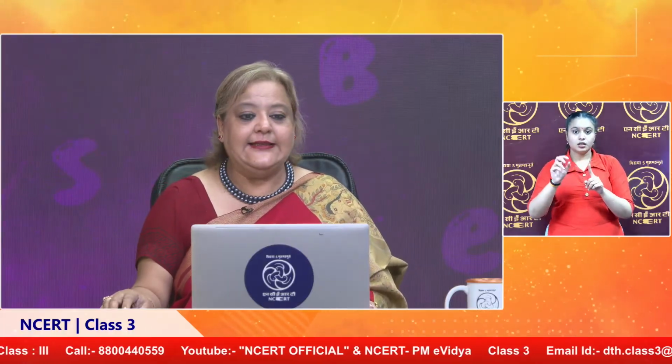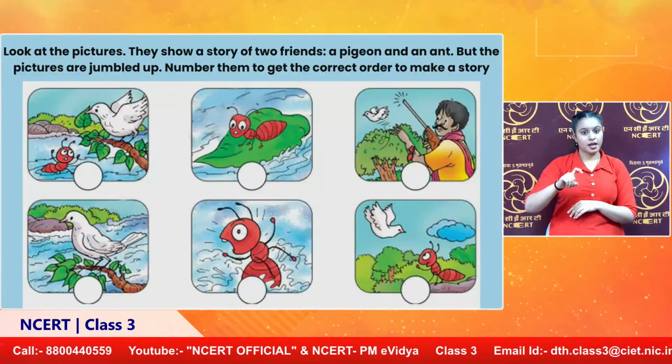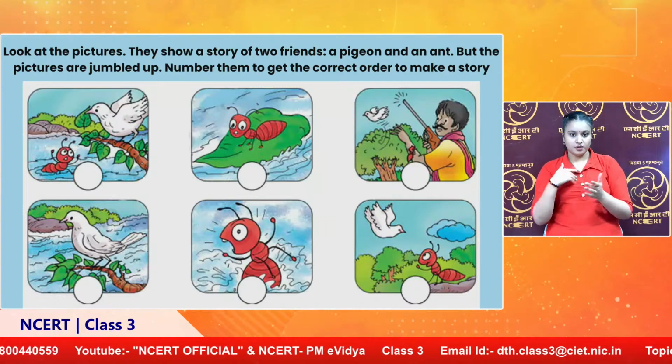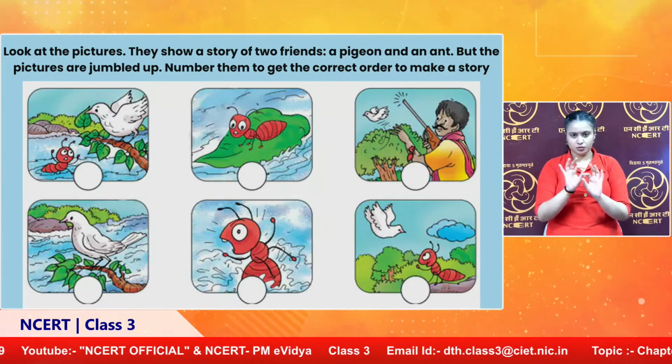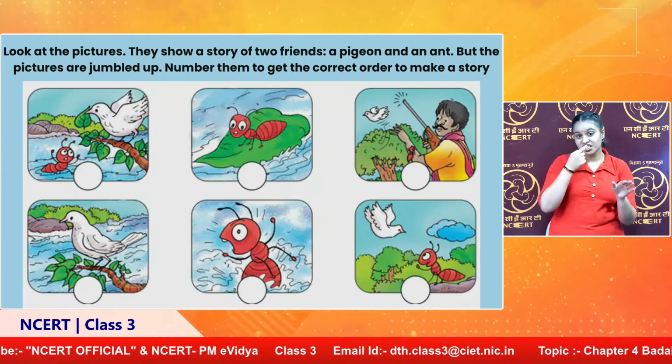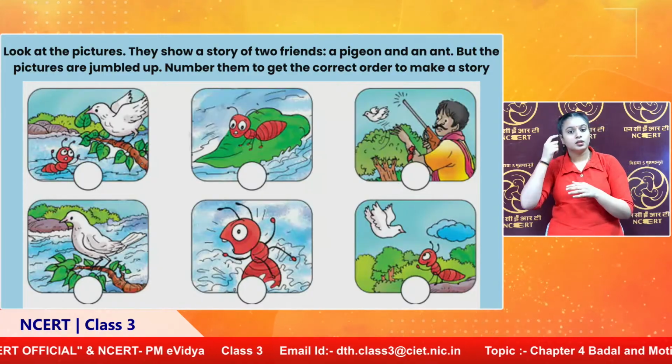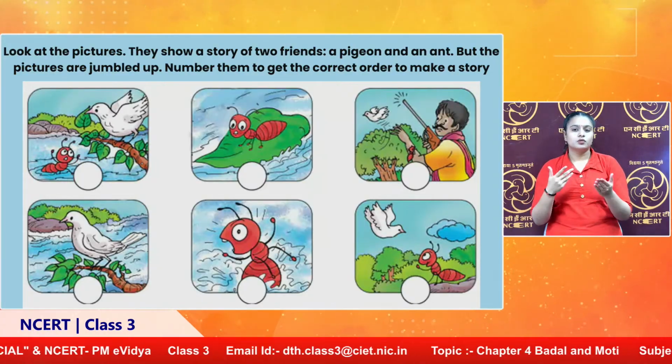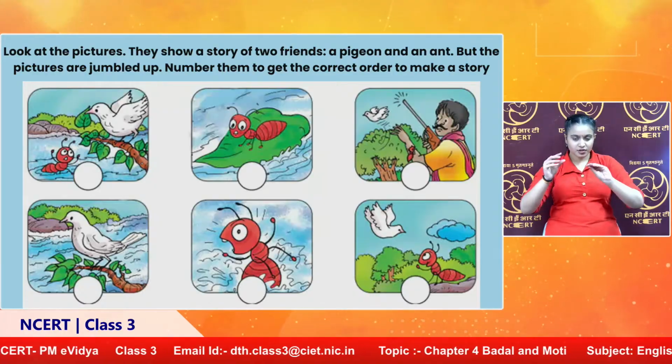Which is about a dove and an ant, and this is also a story of 2 friends. Wow. So here we are not having any child, but we are having this bird and an ant. So how they are helping each other, but they are jumbled up. The pictures are jumbled up. So you have to find it out. I will help you out with the first one.